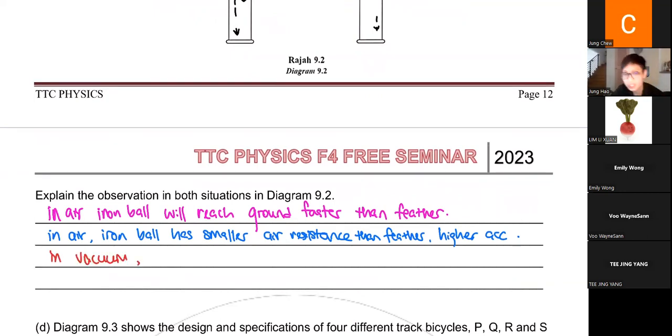Now, in vacuum, the iron ball and feather will reach the ground at the same time. It will reach the ground at the same time. Okay?